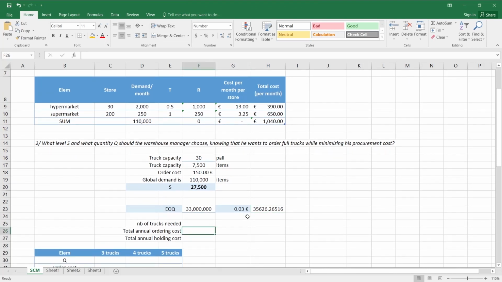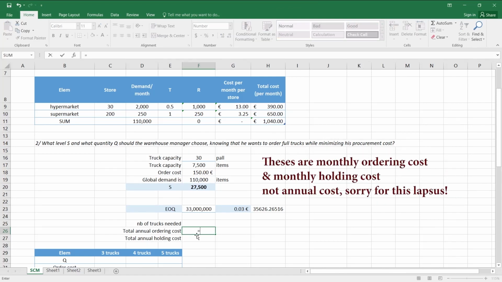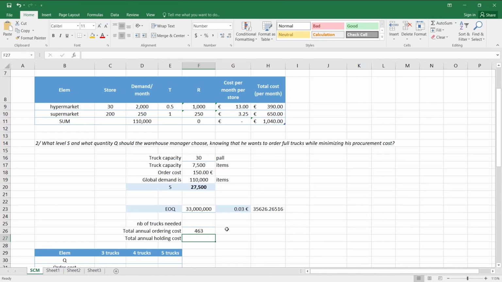Okay. And here is a simple trick for us to check if this economic order quantity represents our optimal choice. We need to calculate the total annual ordering costs and the total annual holding cost. So in order to calculate the total annual ordering costs, it is going to be the monthly demand, which is 110,000 items, divided by the economic order quantity times our ordering costs. And here we have 463.